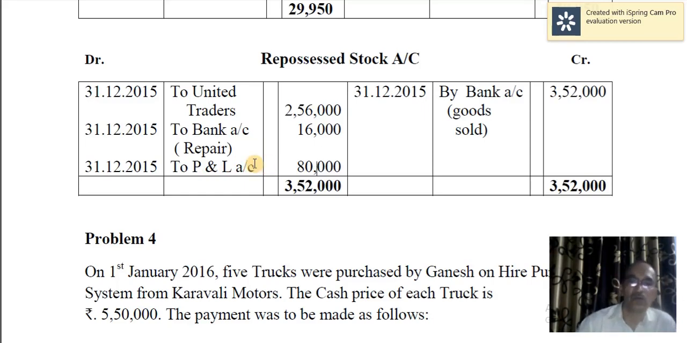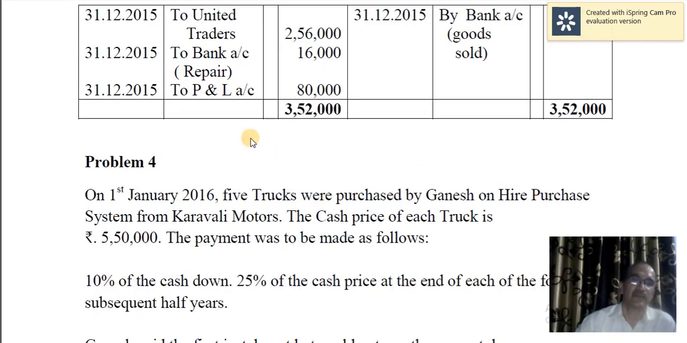If there are no further transactions like repair expenses, sale of repossessed stock, etc., then only two entries will be there. Repossessed stock account debited to United Traders account, then by balance carried down. Next year again, to balance brought down. If transactions are there, you enter the transactions, otherwise by balance carried down. So like this it will be carried forward. Okay, this is about this problem.